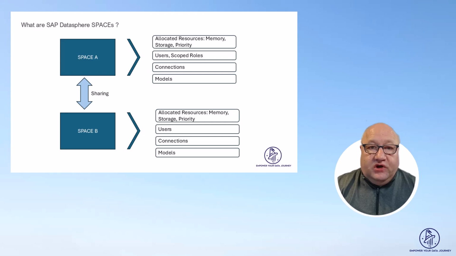A very important part of SAP Datasphere Spaces is the user access control. User access can be managed using scoped roles, providing granular control over who can view, edit, or share data within the space. And last but not least, spaces enable sharing of objects with other spaces. A great example for the sharing part would be to have a central space set up for master data definitions, which then can be shared with other spaces and models inside of those.